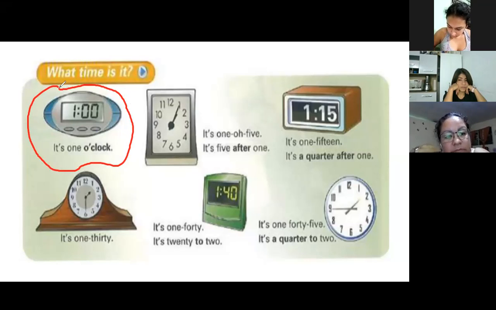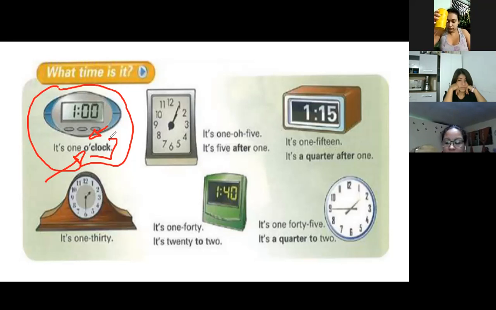Vemos que aquí hay un o'clock. ¿Qué es esto de o'clock? Vemos que está una O. Luego vemos un apóstrofe que es como una comita hacia arriba, que en inglés es un apóstrofe, y vemos o'clock. Cuando usted vea el o'clock, automáticamente le está diciendo en punto. Entonces, no importa qué número sea, pero si dice o'clock, significa que es la hora exacta. It's 1 o'clock, 2 o'clock, 3 o'clock, 4 o'clock, 5 o'clock, 7 o'clock, 9 o'clock, 10 o'clock, and 12 o'clock.